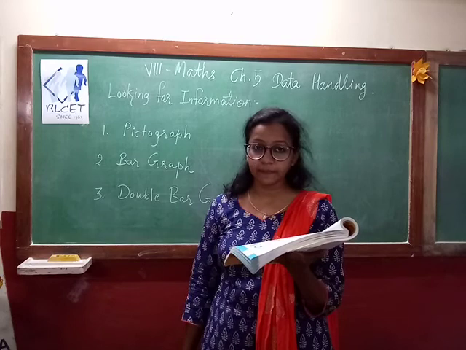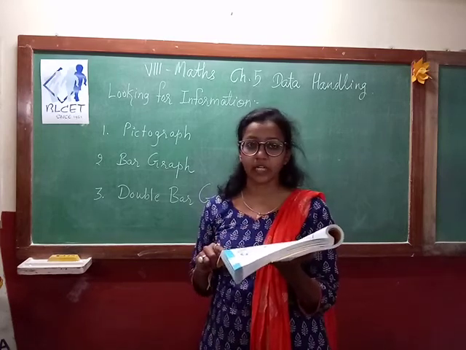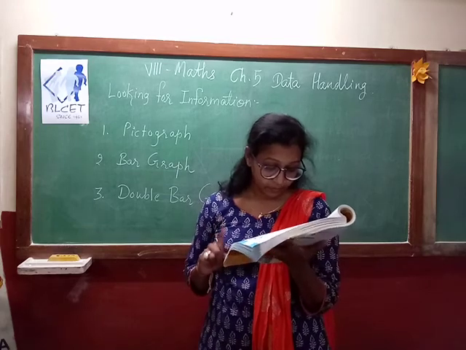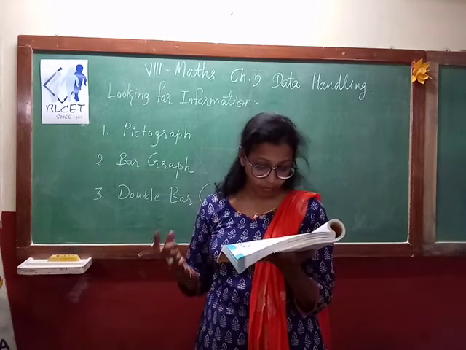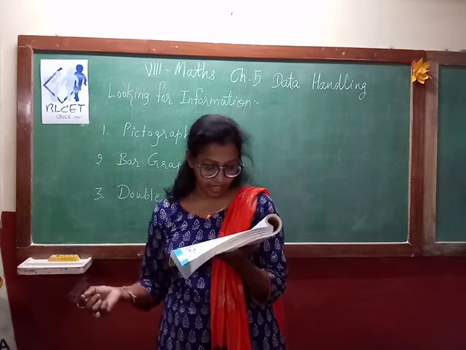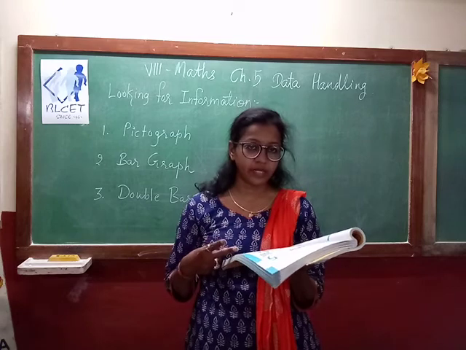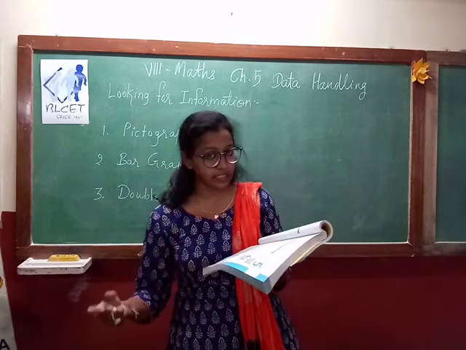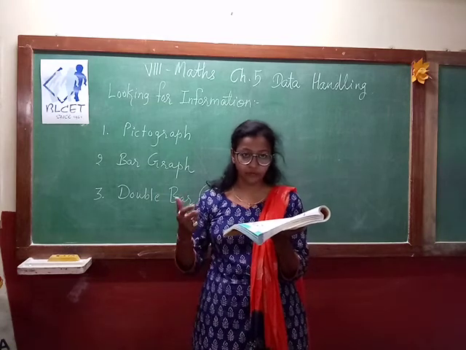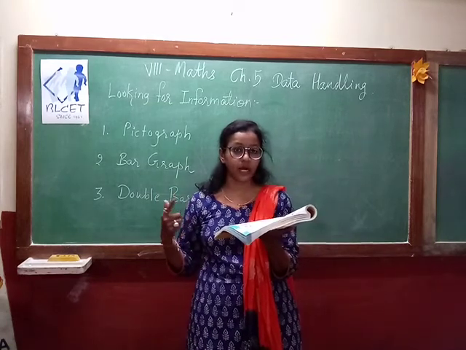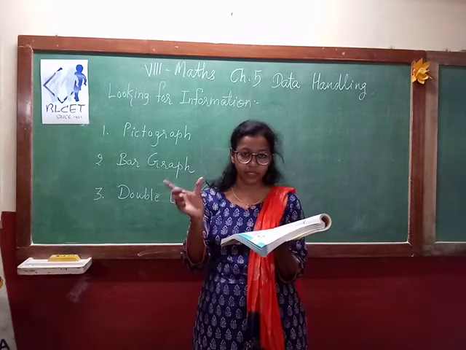So you are given a pictograph. If you observe the pictograph which is given in your textbook, the picture of a car is given and it represents 100 cars. So one symbol represents 100 cars. Two symbols means 200 cars, three symbols means 300 cars, 2.5 symbols means 200 full and 1/2, that means 250 cars. This way you can get the information from the pictograph.